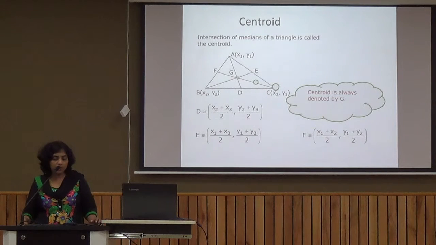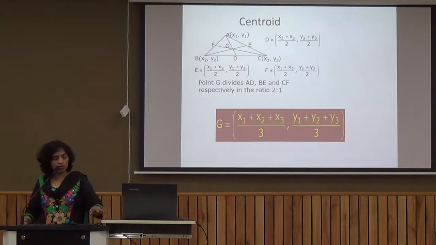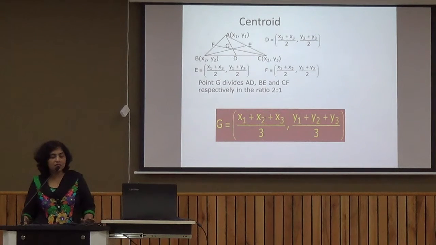Similarly, we get the coordinates of E and F. E is x1 plus x3 upon 2, y1 plus y3 upon 2, and F is x1 plus x2 upon 2, y1 plus y2 upon 2. Now the point G is lying on the line segment AD, and it is dividing the line AD in the ratio 2 is to 1. Applying this, we get the coordinates of G as x1 plus x2 plus x3 upon 3 and y1 plus y2 plus y3 upon 3.